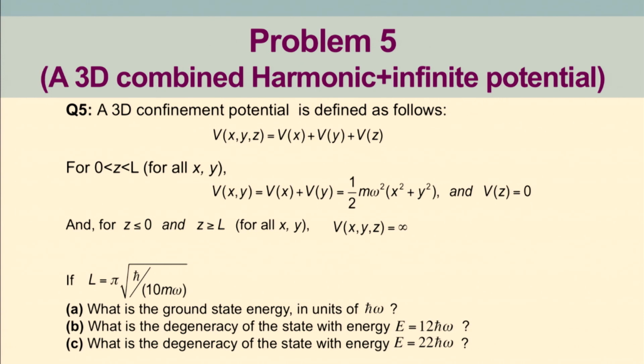And for z less than or equal to 0 and z greater than or equal to L, which means outside the region 0 to L, my potential V(x, y, z) is infinite for all values of x and y. So, you can imagine this problem as if it is a harmonic oscillator in the xy dimension. However, it is an infinite 1D potential well in the z degree of freedom. And the question that is being asked is, if L is pi root of h cross by 10 omega, what is the ground state energy in units of h cross omega? What is the degeneracy of the state with energy 12 h cross omega? And what is the degeneracy of the state for a higher energy 22 h cross omega? Okay. So, let us see if we can solve this problem.